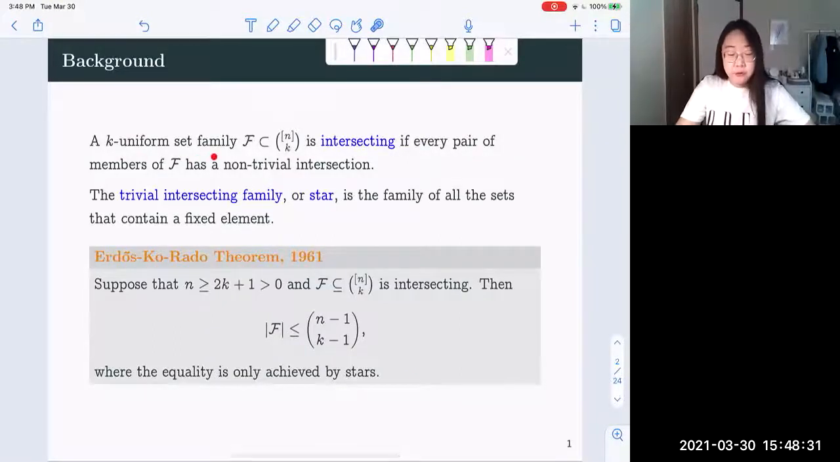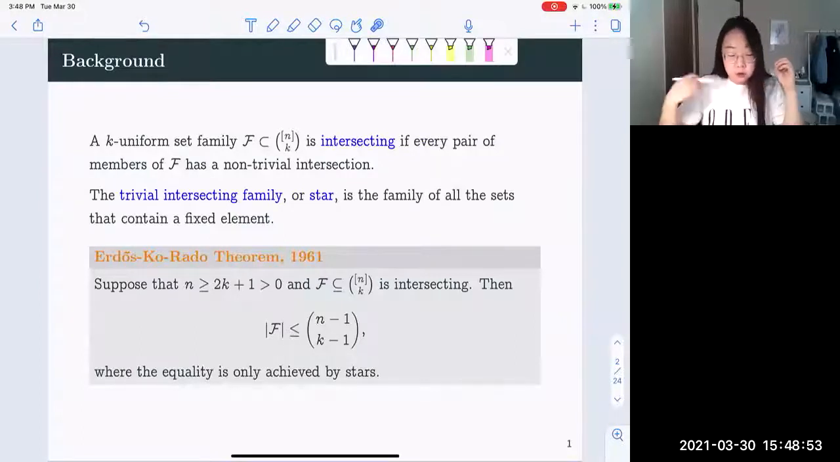Okay, so let's start with some basic definitions. A k-uniform set family on n integers is intersecting if every pair of the sets has a non-trivial intersection. And the trivial intersecting family, or in other words, the star, is just the family of all the sets that contain a fixed element. So this is quite a standard definition.